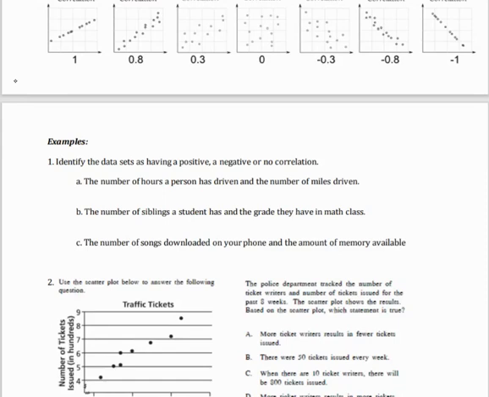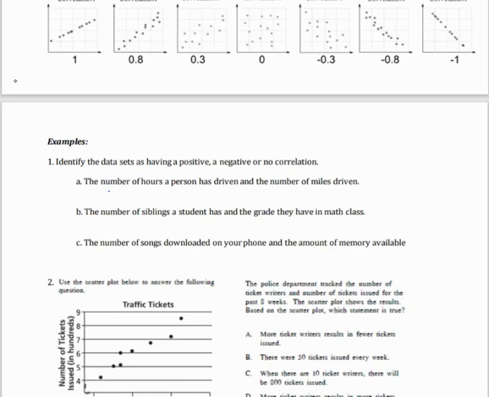So the first one we have is to identify the data sets as having positive, negative, or no correlation. For example A, it says the number of hours a person has driven and the number of miles driven. So let's think about that. What happens as one of these goes up? What happens to the other? Does it go up? Does it go down? Or do they really not have any relationship at all?